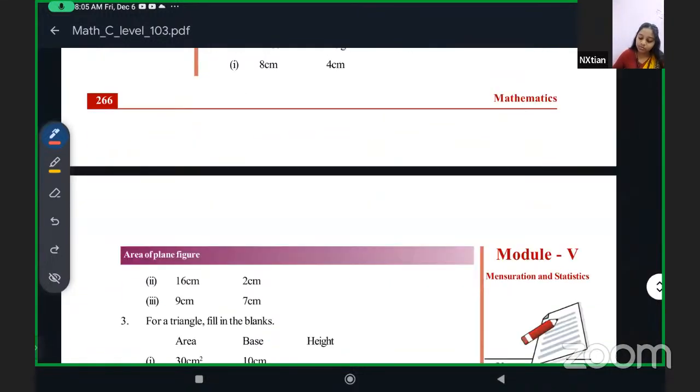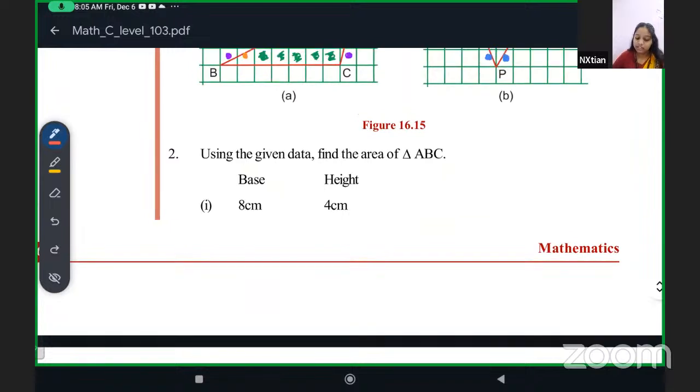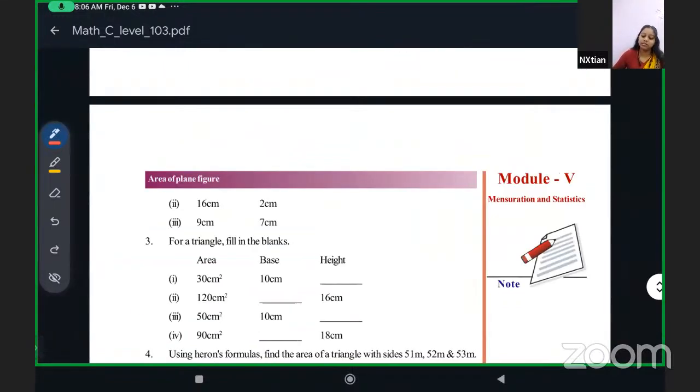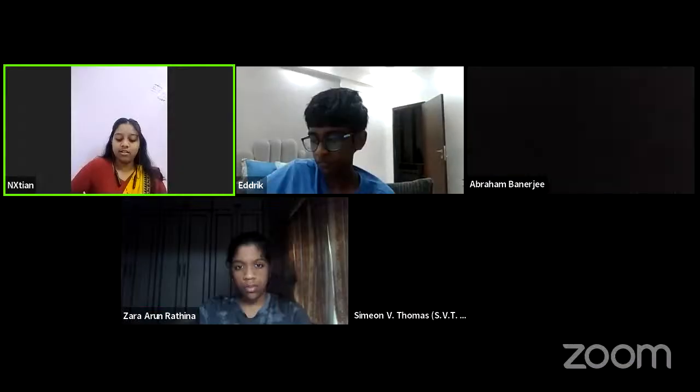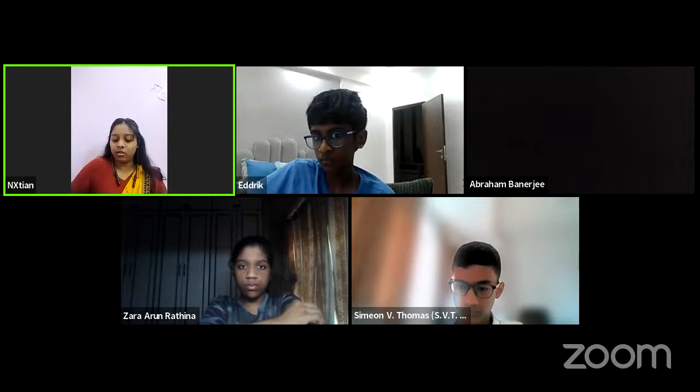So today you all can do the third question. This question you all have to do today, homework from this exercise, 16.2, third question. Now we'll move on to the next topic, that is the perimeter of the rectangle.